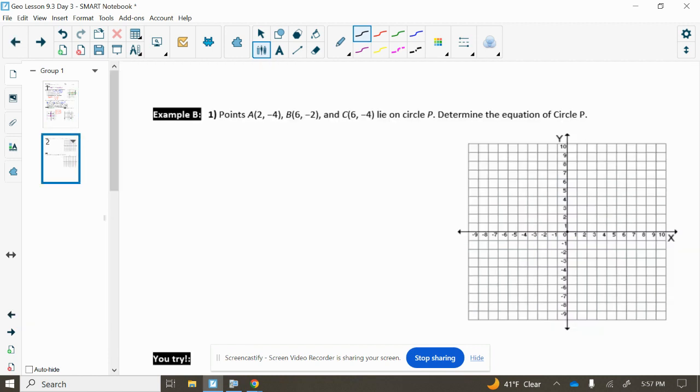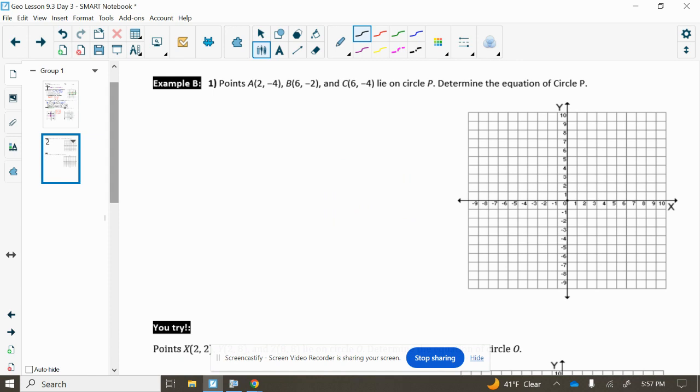All right, on the back page, we have one more example, now putting again that all together. So we have, again, step 1 is to just plot these 3 points, and we are going to see where do these connect. So we have 2, -4, 6, -2, and then 6, -4. And this time when we are plotting, we have a midpoint here and here. So as they intersect, we have one at 4, -3. So here's our center point at 4, -3.